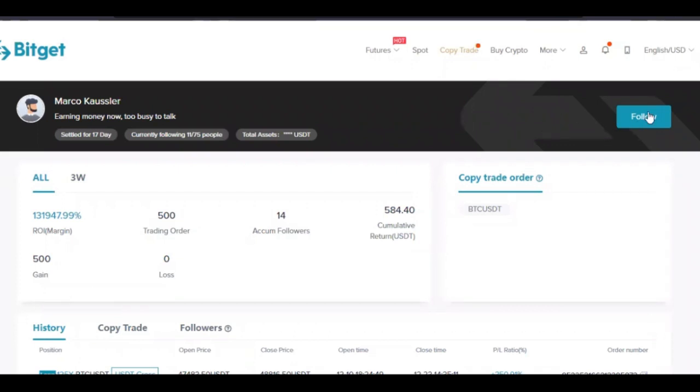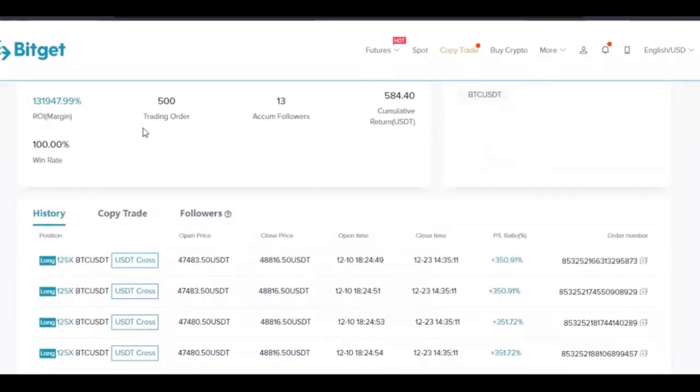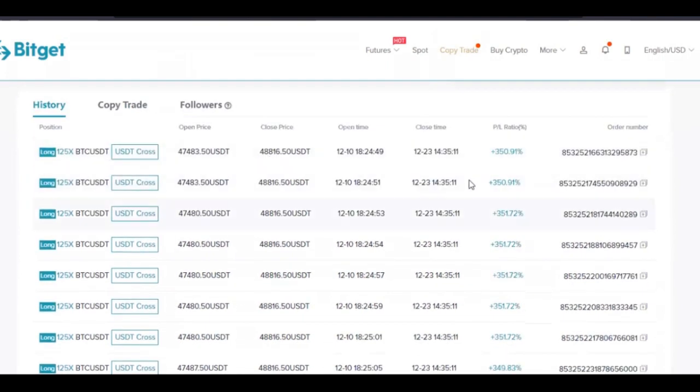So if I want to copy his strategy, I just go ahead and click on follow, and I'll be able to copy this person. Right now, this person is trading only BTC USDT. This trader is trading only BTC. There's only one pair that the trader is trading. And then for the past 3 weeks, this is the result this person has made. And this is his trade history.